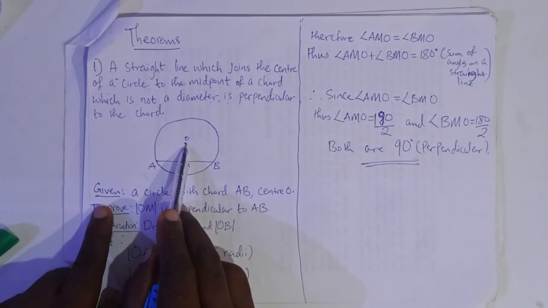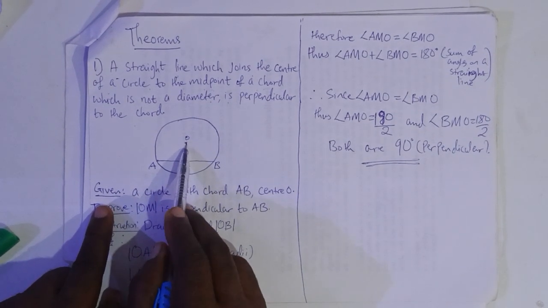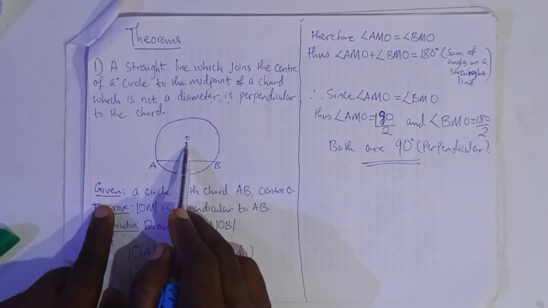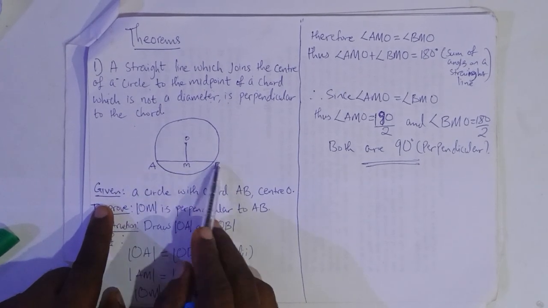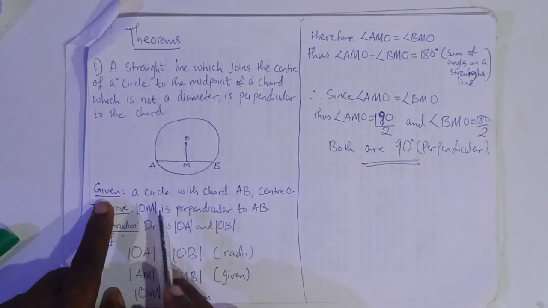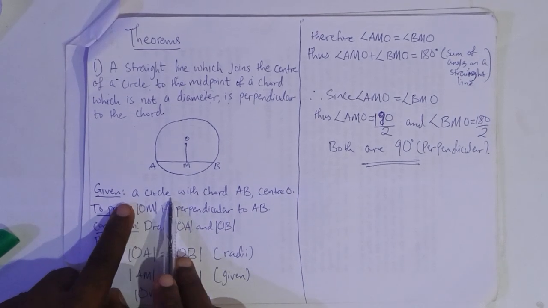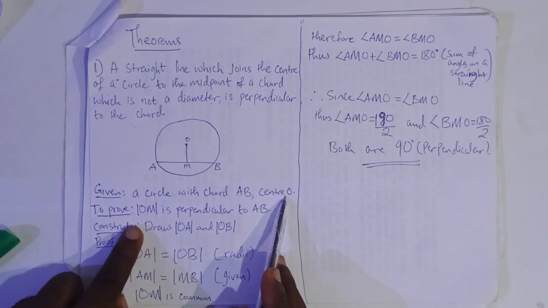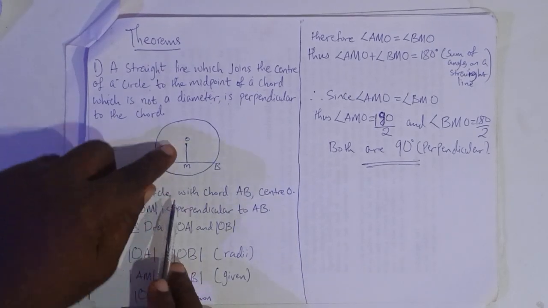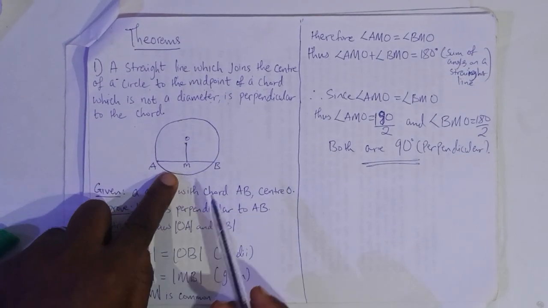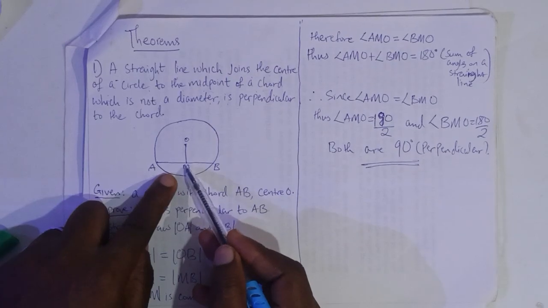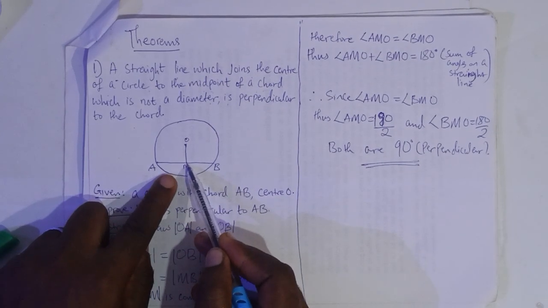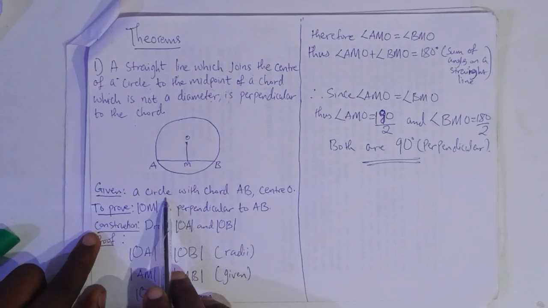The center is usually marked by O. So you're given a circle that has a center and it also has a chord AB. This is a chord AB. So that's what we're given. Very simple: a circle with a chord AB and center O. This particular M, we just use it to mark the place where this line stops, this particular point. So we have written out what we are given.